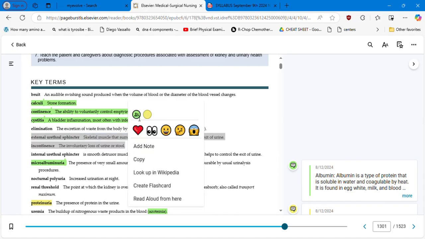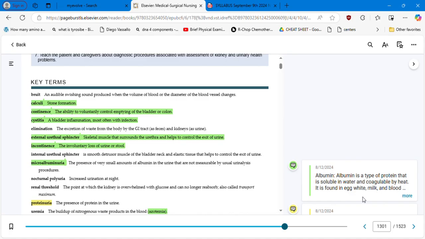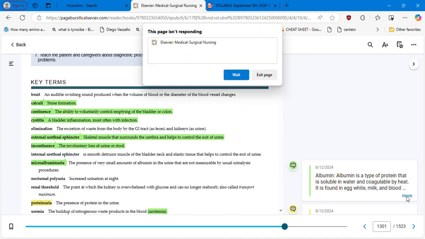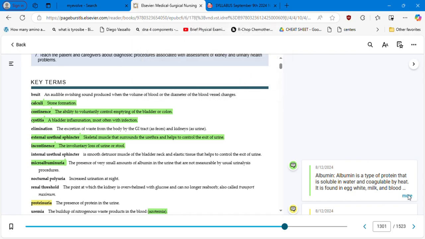Microalbuminuria is very important because albumin is a type of protein that is soluble in water and coagulable by heat. It is found in egg whites, milk, and blood. But the most important thing about albumin is that it's the magnet that holds the fluids inside of the circulatory system. When the person is not getting a lot of albumin, the fluids are going to go into the interstitial fluid, causing edema. That's very important, and you need to remember that, okay?